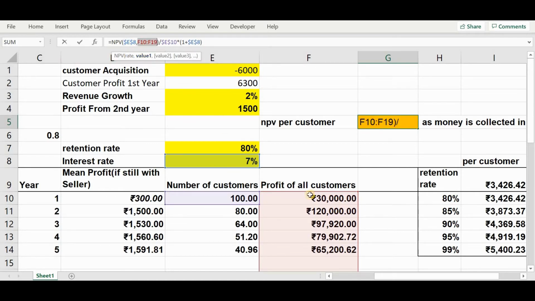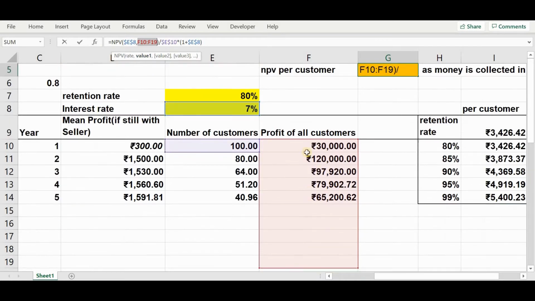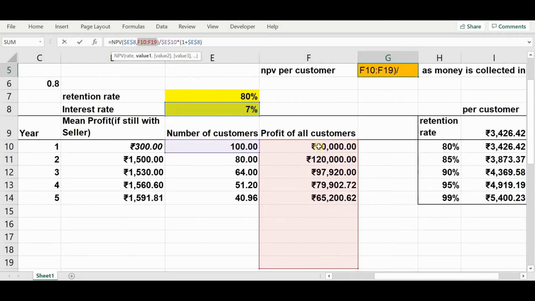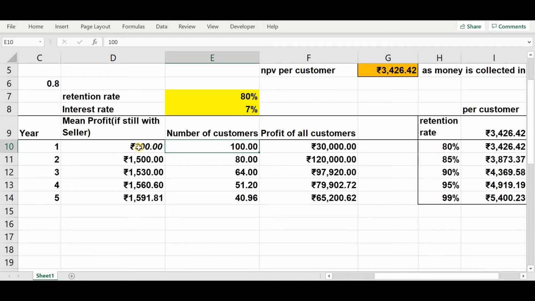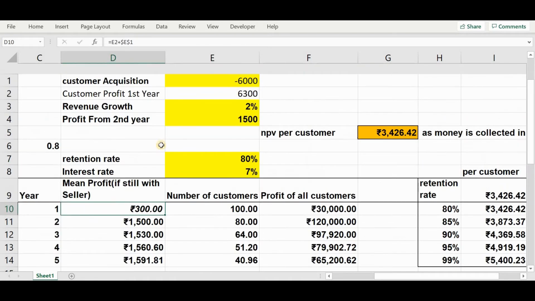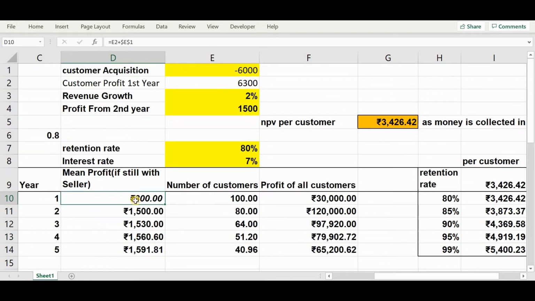This F10 to F19, I had earlier calculated for 15-20 years. So I just deleted the other years. This means that what will be the profit from all the customers. So let us say there are 100 customers and the profit in the first year is say 6300 minus 6000, which is 300. So 100 into 300 is 30,000. Second year onwards, the profit is 1500 and then it keeps increasing by 2%.